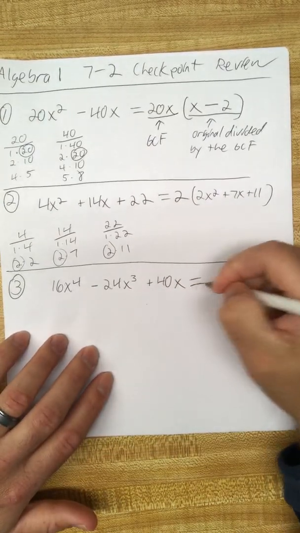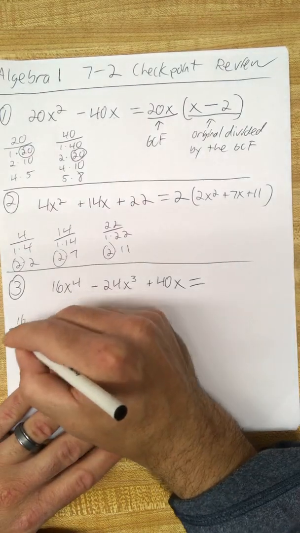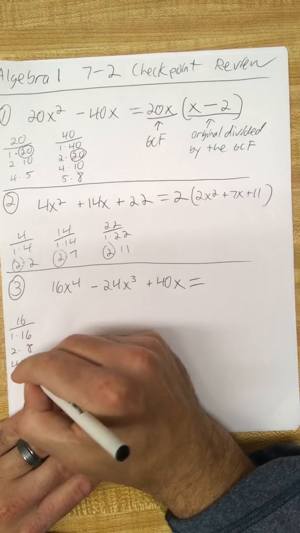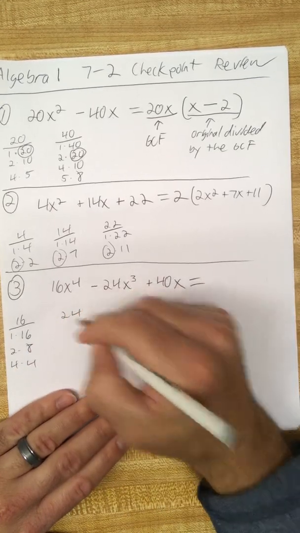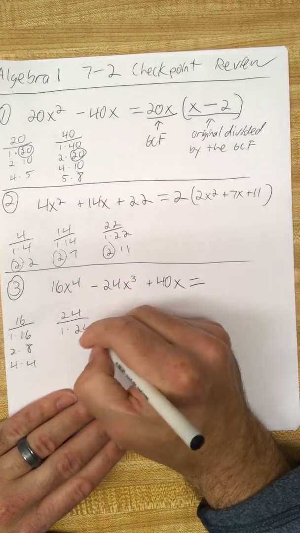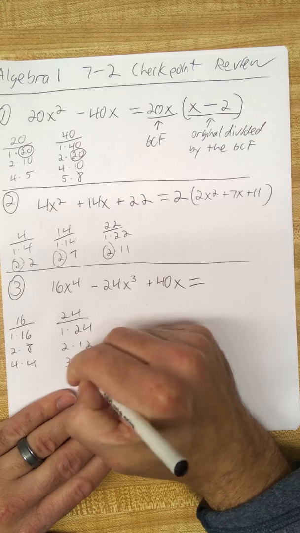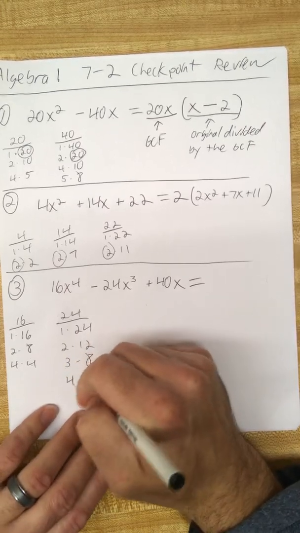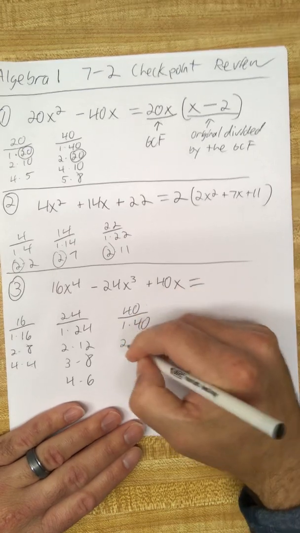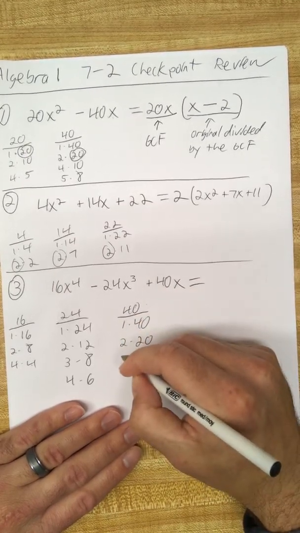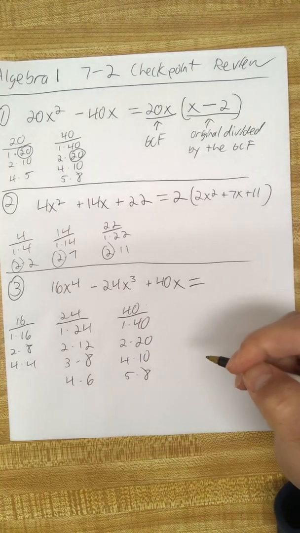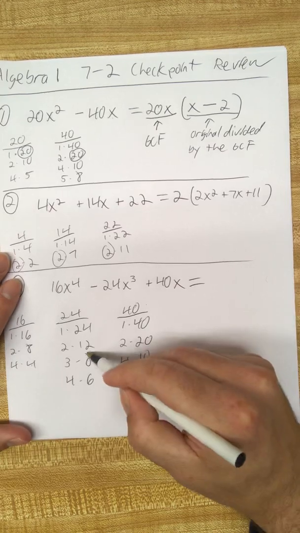All right, and last up here, 16. You got 1 times 16, 2 times 8, 4 times 4. 24, we have 1 times 24, 2 times 12, 3 times 8, and 4 times 6. 40, we have 1 times 40, 2 times 20, 4 times 10, and 5 times 8. So our GCF here is going to be 8.